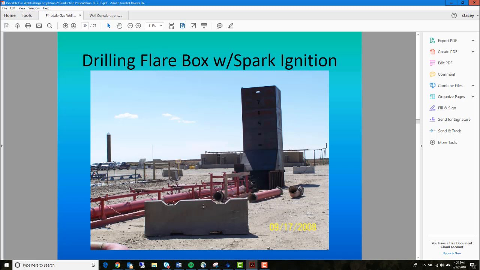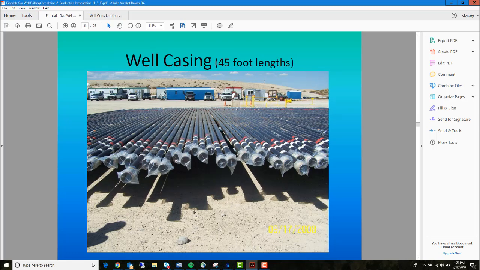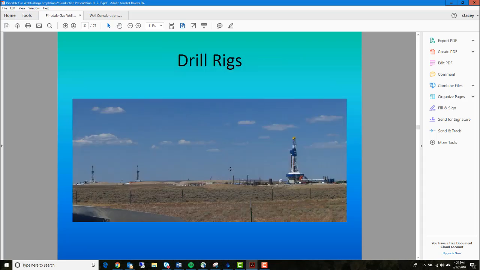Drilling flare box with spark ignition, so we have some protections from flares. Here's some of our well casings, the pipe that we're going to be pushing down into the ground that might be left in place that we drill through and use from that standpoint.